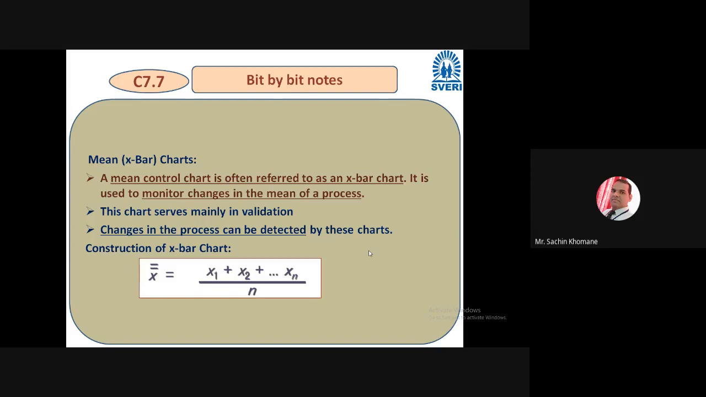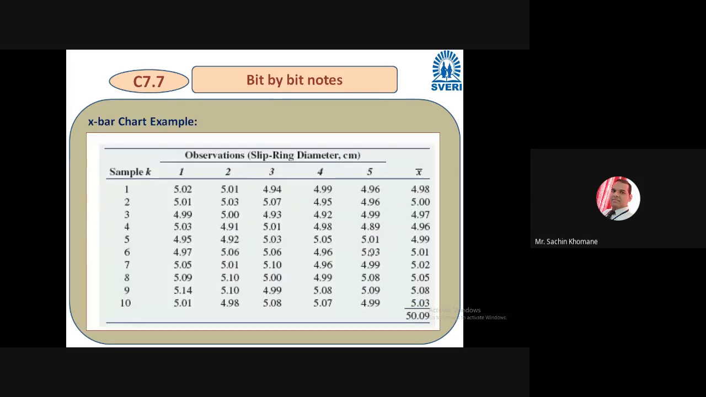Changes in the process can be detected by this chart. Any change that happens in the process can be detected by this chart. So we have seen the formula. Now this is the example of an x bar chart. I have taken the example of slip ring diameter in centimeters. The slip ring, a mechanical product, we have chosen.